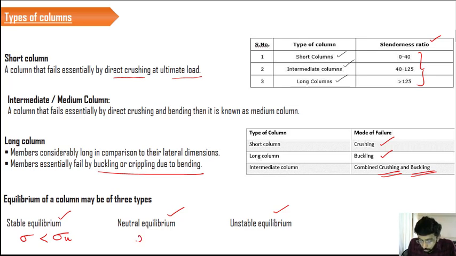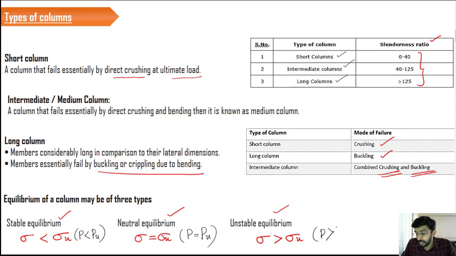But if sigma equals sigma ultimate, that means the stress developed due to the applied load is equal to the ultimate stress, it is called a neutral condition. Anything can happen beyond that. And finally, you have the unstable equilibrium, where the applied stress is greater than the ultimate stress. In other words, in the stable case the applied load P is less than the ultimate load, in the neutral case the applied load is equal to the ultimate load, and here the applied load is greater than the ultimate. Ultimate load here means the load that can create an ultimate stress.